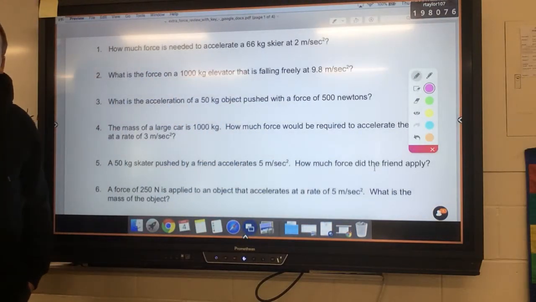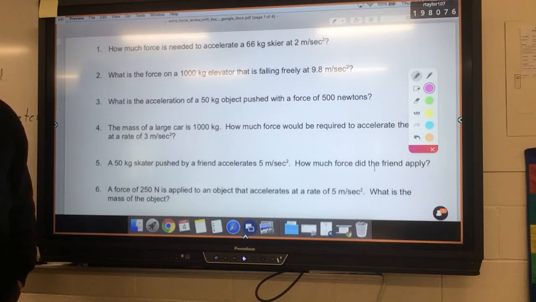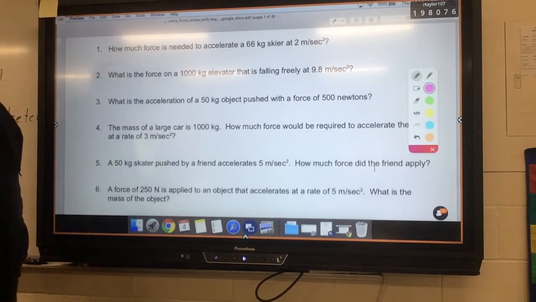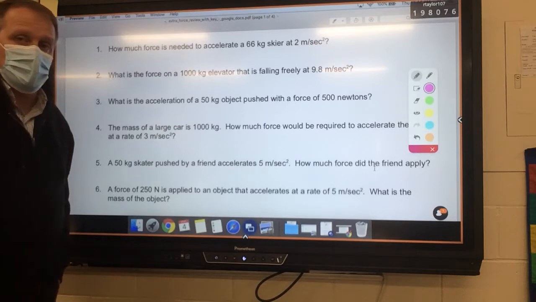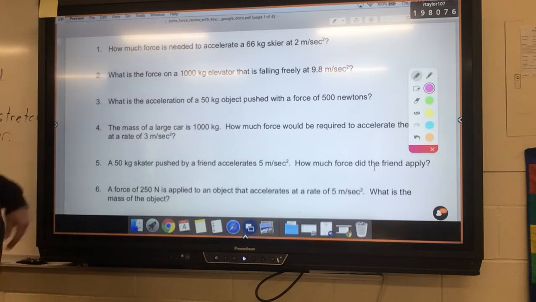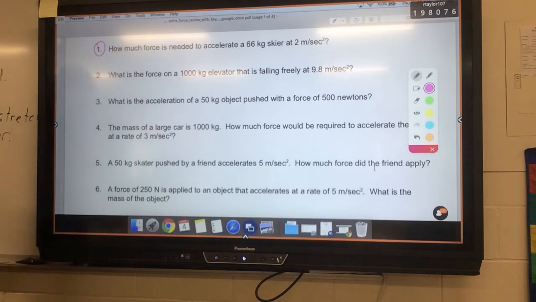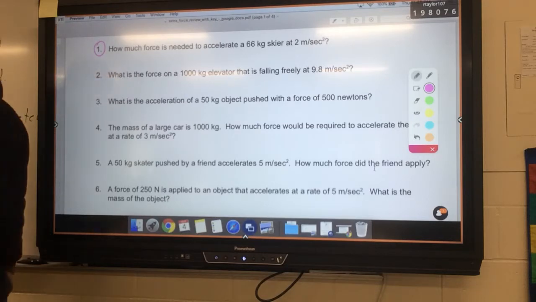Okay, so I'm going to solve a couple of problems using Newton's second law, F equals ma, and we're going to use this law to see the relationship between force, mass, and acceleration. So in this first problem, number one, it says how much force is needed to accelerate a 66 kilogram skier at 2 meters per second squared.